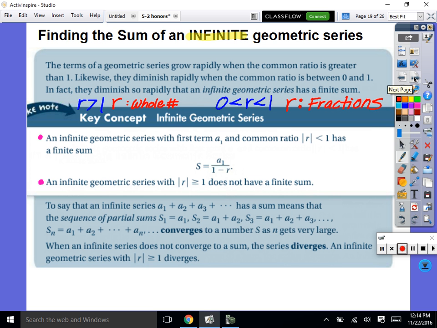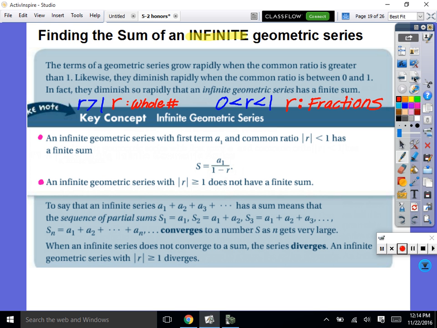Now we're going to talk about finding the sum of an infinite geometric series. So, the terms of a geometric series grow rapidly when the common ratio is greater than 1. That makes sense. If I keep multiplying by 2, isn't it just getting rapidly larger? If I multiply by negative 2, won't it be getting rapidly smaller, but at a large rate, correct, everybody? Okay, it says likewise, they diminish rapidly when the common ratio is between 0 and 1.